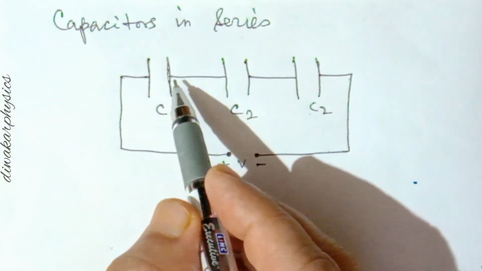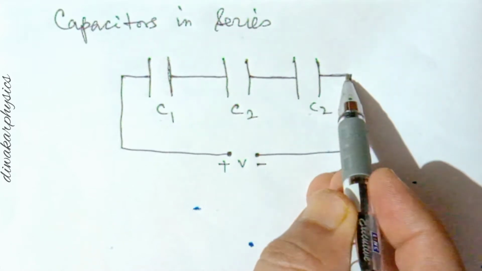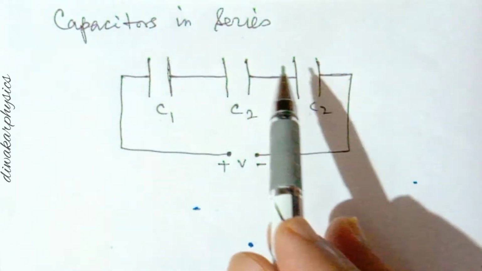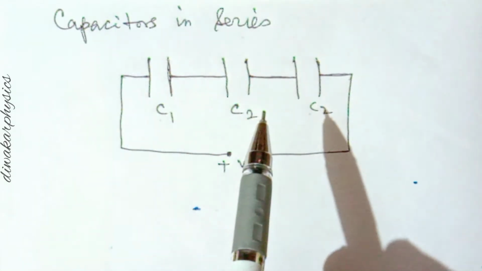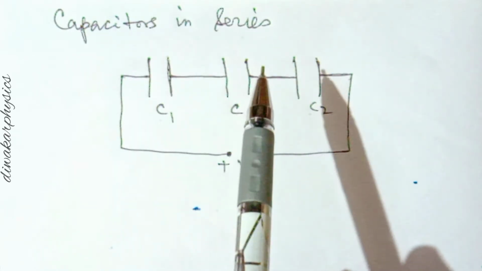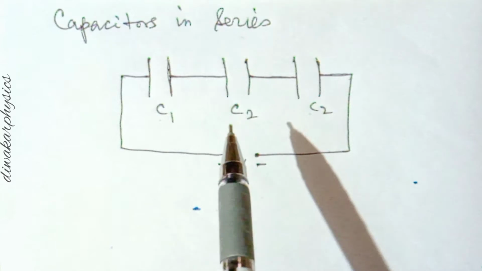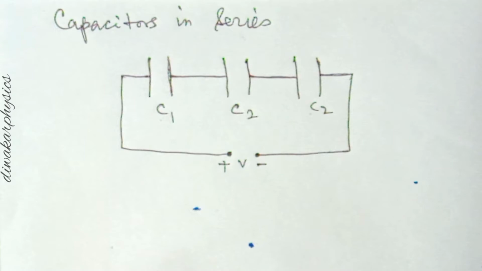When they are connected in a single path, then they are said to be in series. So whenever you find capacitors connected in a single path, you will take them in series. If they are not in a single path, then they will not be in series. This is the basic idea to understand whether capacitors are in series or not, because usually in exams you will get the mixed combination.